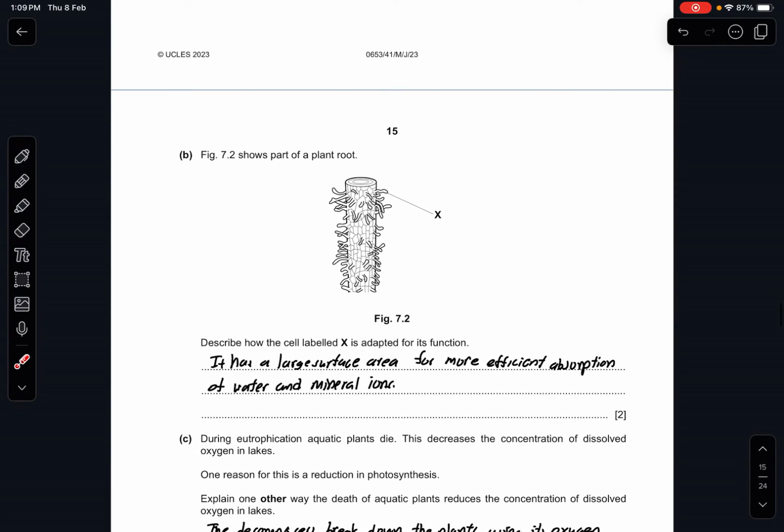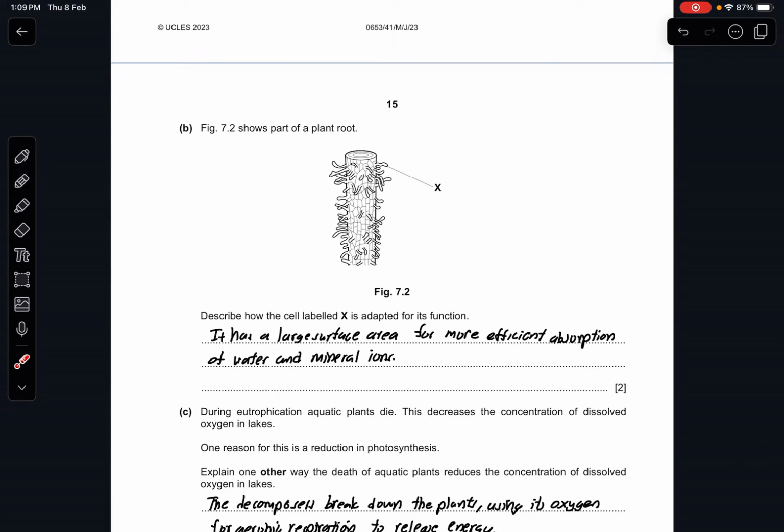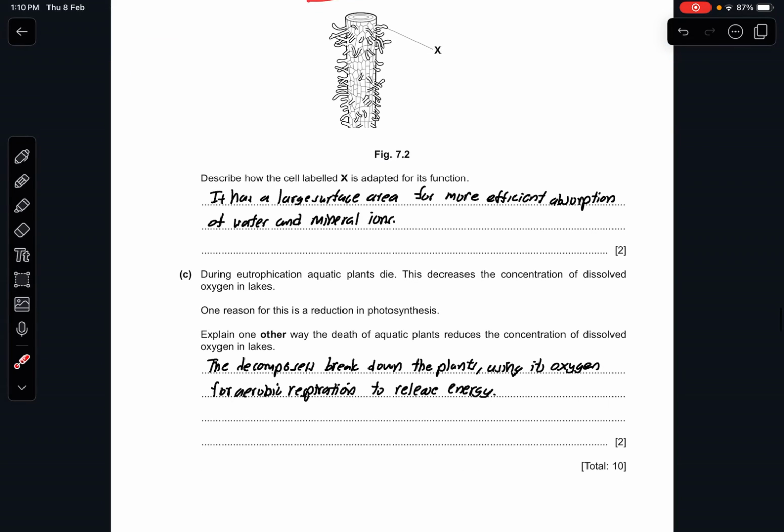Okay. B. Figure 7.2 shows part of a plant root. Describe how the cell labeled X is adapted for its function. So it has a very large surface area for more efficient absorption of water and mineral ions, because this is a plant root. C. During eutrophication, aquatic plants die.